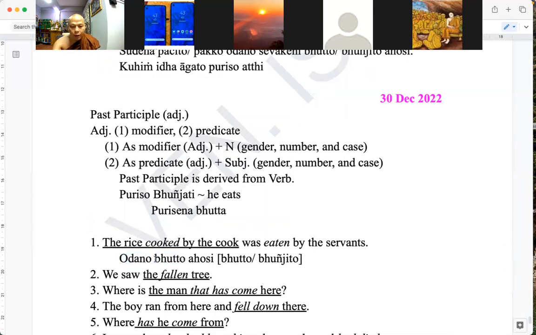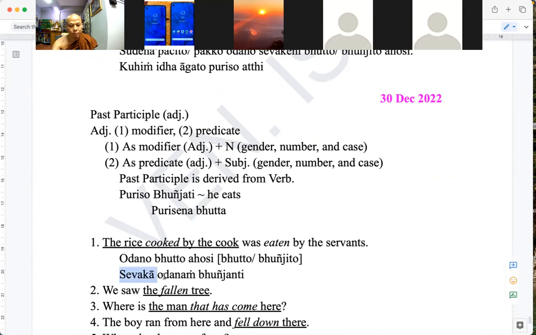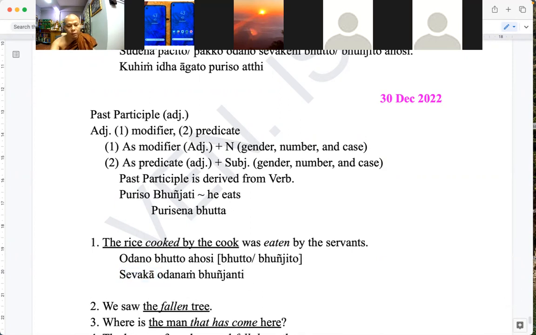But as a simple sentence, here, by the servants. Servant means siwaka. Here, with the plural sign, siwaka, ordinam, and bonjandi. Bonjandi, in this way, as a basic sentence. So from this basic sentence, bonjandi is the same as the boda. So at that time, it is the same as the ordinal.